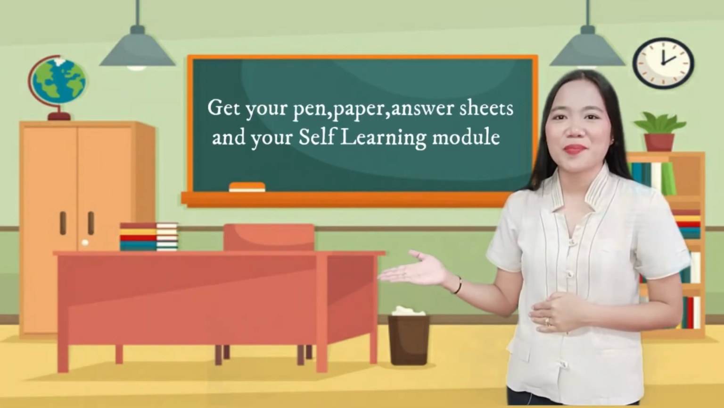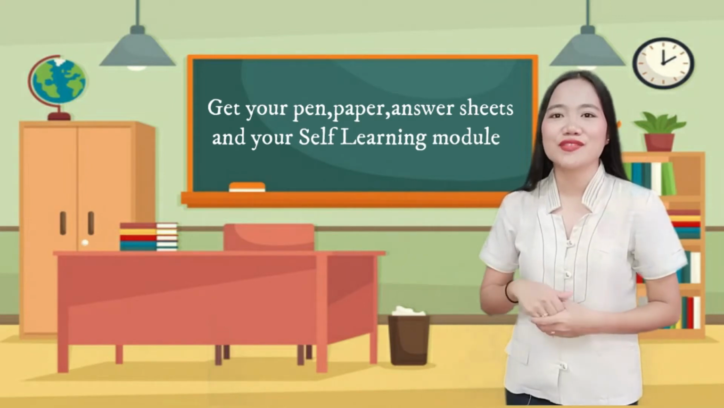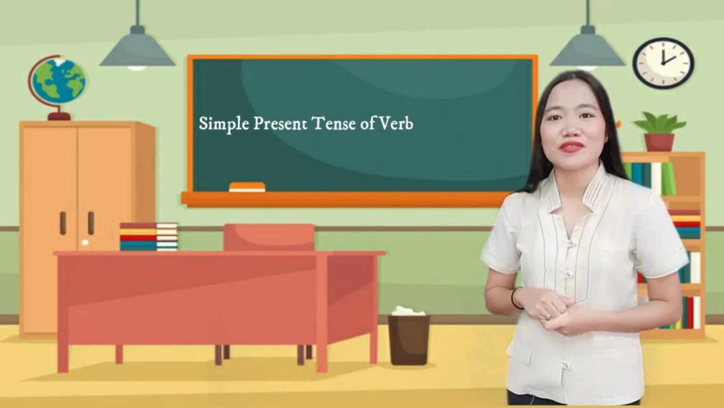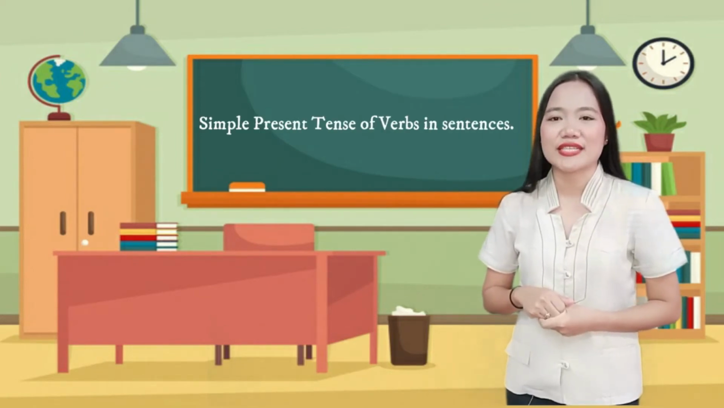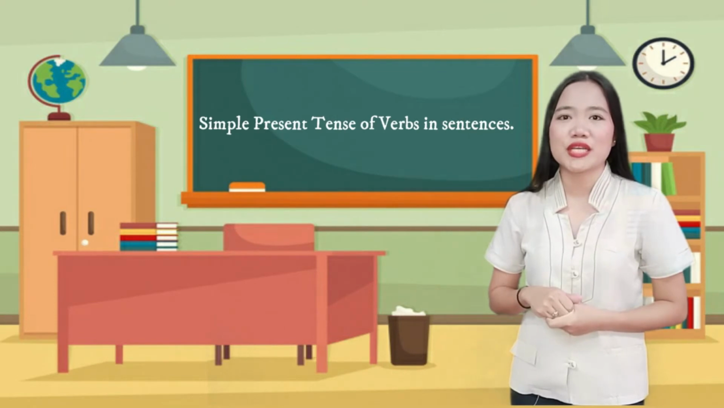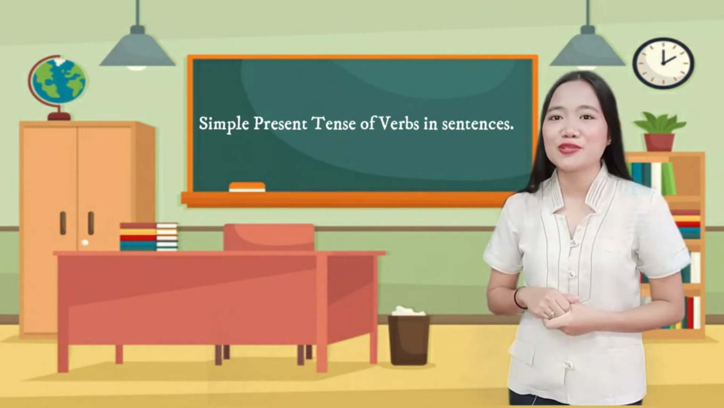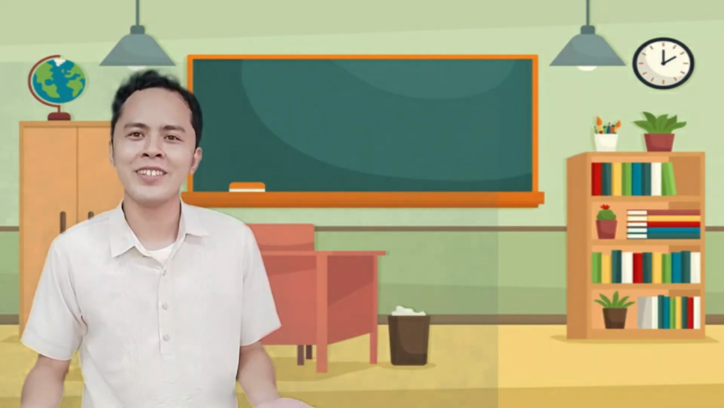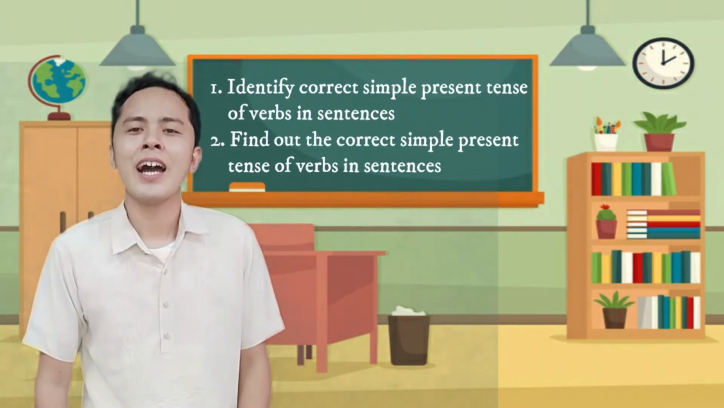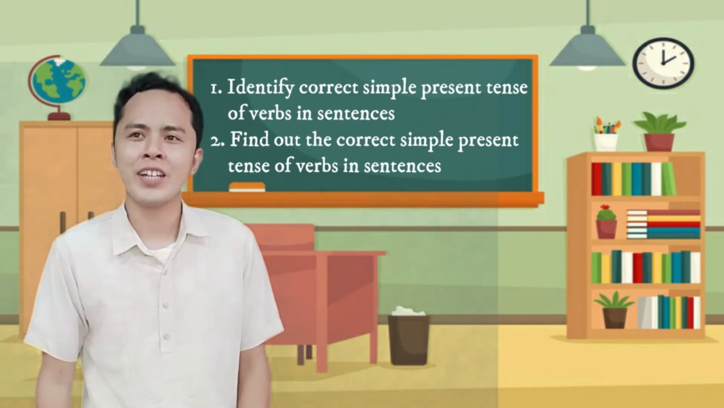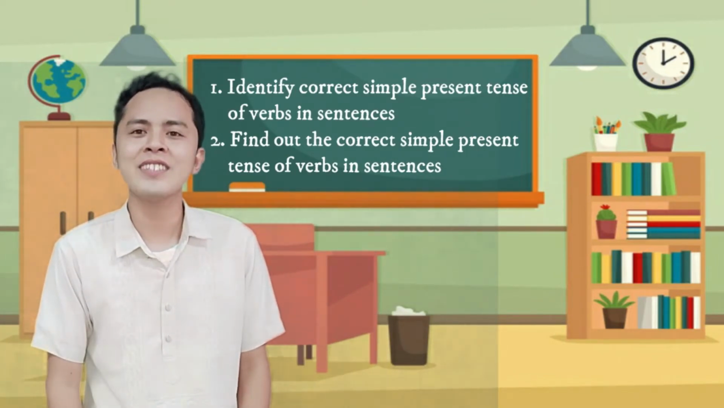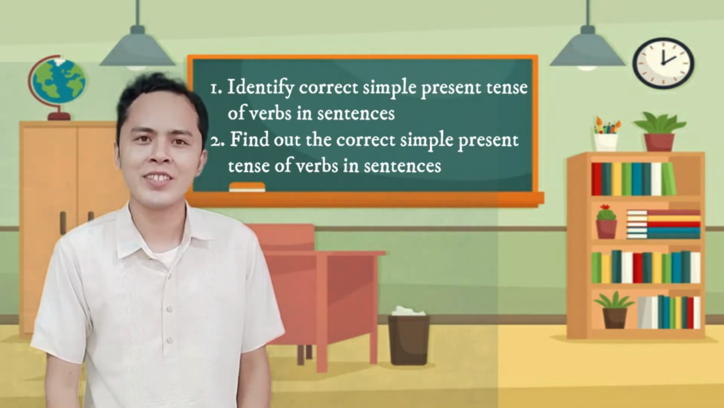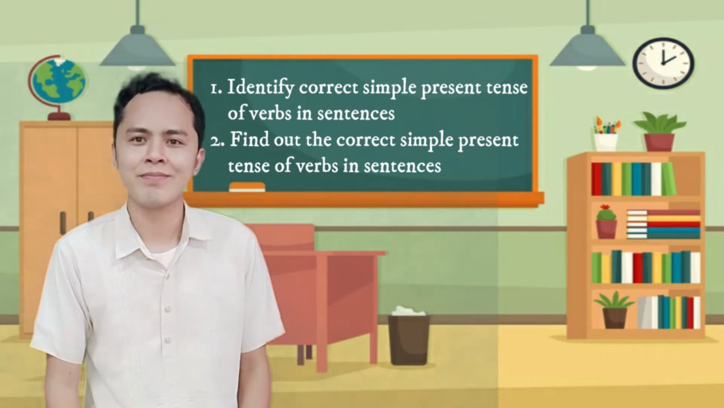Get your pen, paper or answer sheets and your self-learning modules. This video lesson focuses on simple present tense of the verbs and sentences. The given exercises and activities are carefully chosen to motivate your interest in learning how to use simple present tense of verbs and sentences. For today's lesson, you're expected to: Number 1. Identify the correct simple present tense of verbs in sentences. Number 2. Find out the correct simple present tense of verb in sentences.